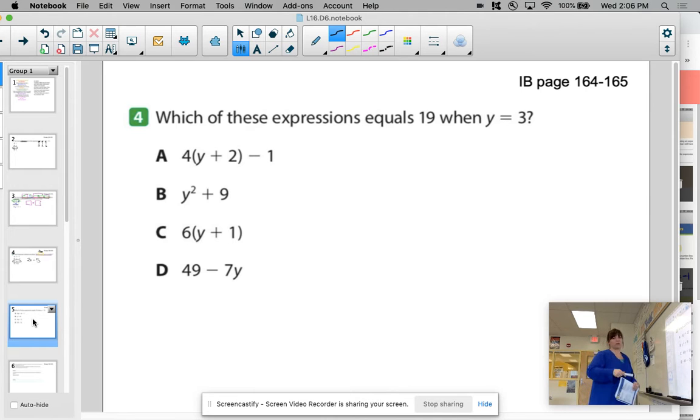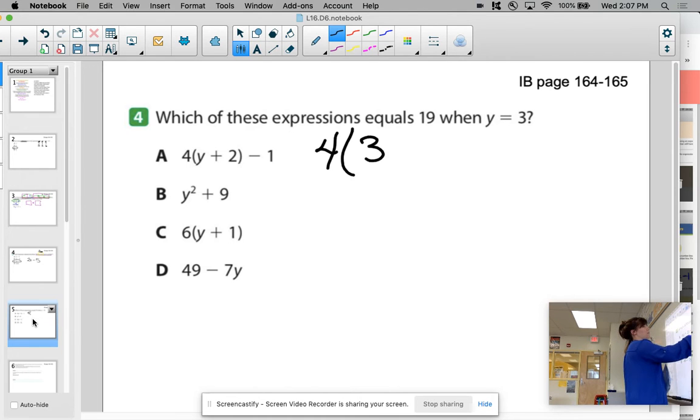Number 4 was a pluck and plop. We talked about that towards the second half, and that's actually going to be the focus of the second quiz, the second half of lesson 16. We worked on evaluating expressions, so we're going to pluck out the variable y and plop in the 3 in this case. So in this kind of question, we have to try each choice until we actually get our correct answer. So our pluck and plop here would be 4, and then a 3 plus 2 minus 1.